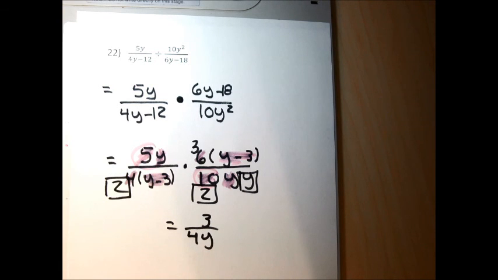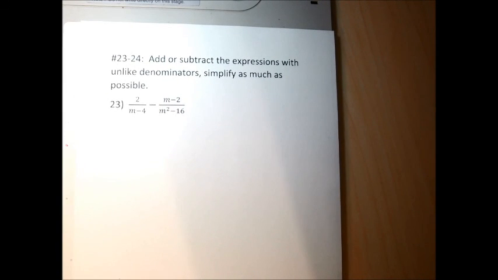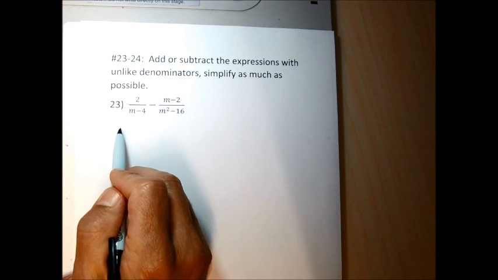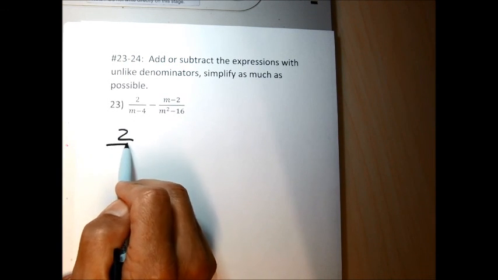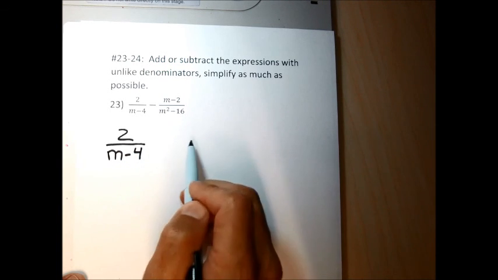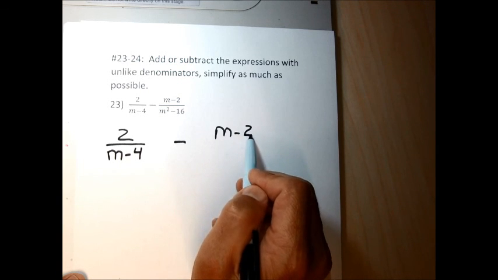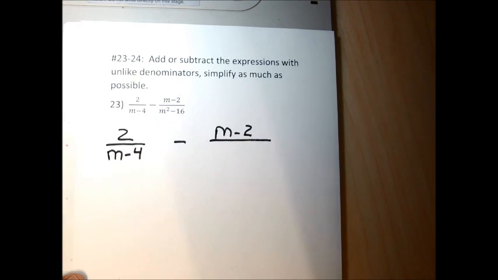Yuck. 23 and 24 don't look so fun. So 23 and 24 are adding and subtracting fractions with unlike denominators. When fractions don't have like denominators, you need to make them have like denominators. And in order to figure out what the common denominator is, you need to factor any denominator that's not already factored. You don't have to worry about the numerators on the first step.